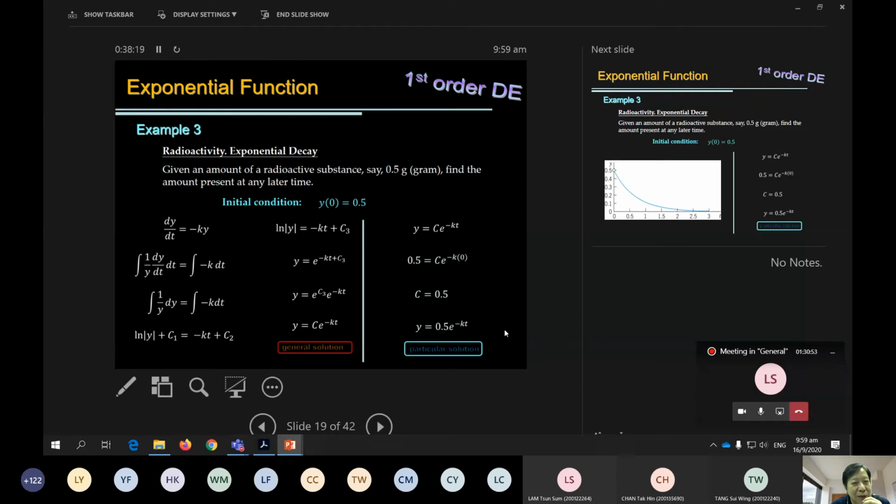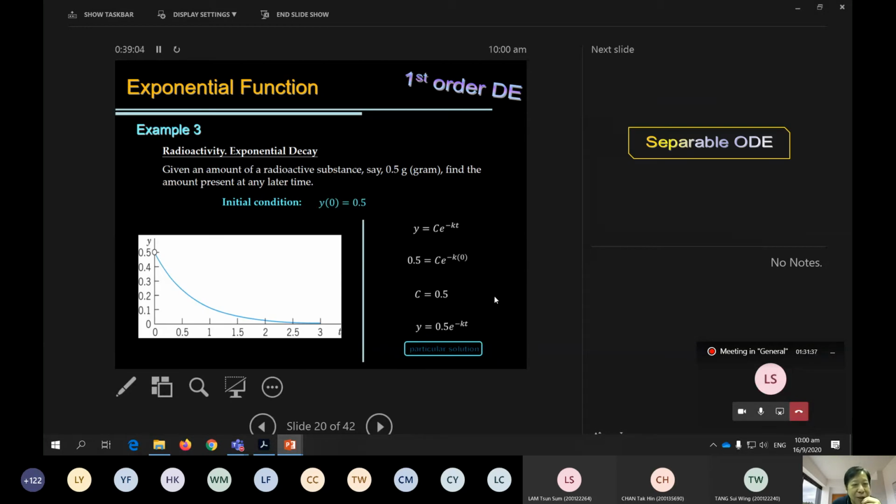Now that is the answer. In this case, the question asks you to find the amount of radioactive substance present at any time. So any time you insert the value of t, you can find your particular solution, right? So that is the way it matches with our earlier example: you find the general solution, and after you have the IVP, the initial value problem, you insert the value, find the constant, and it becomes the particular solution.